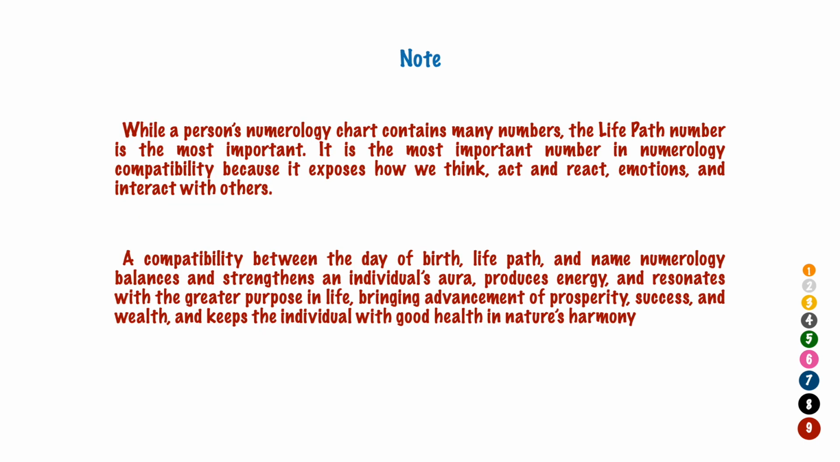There are a few things we would say. While a person's numerology chart contains many numbers, the life path number or the destiny number is the most important. It is the most important number in numerology compatibility because it exposes how we think, act and react, emotions and interactions with others as well.